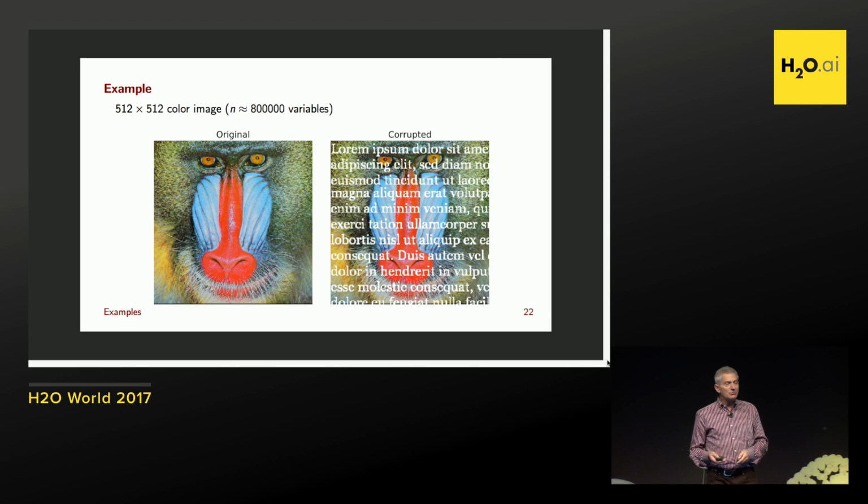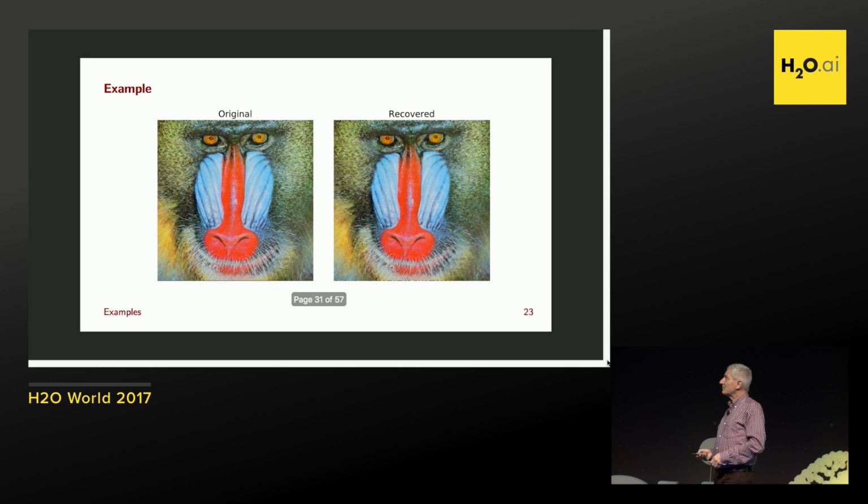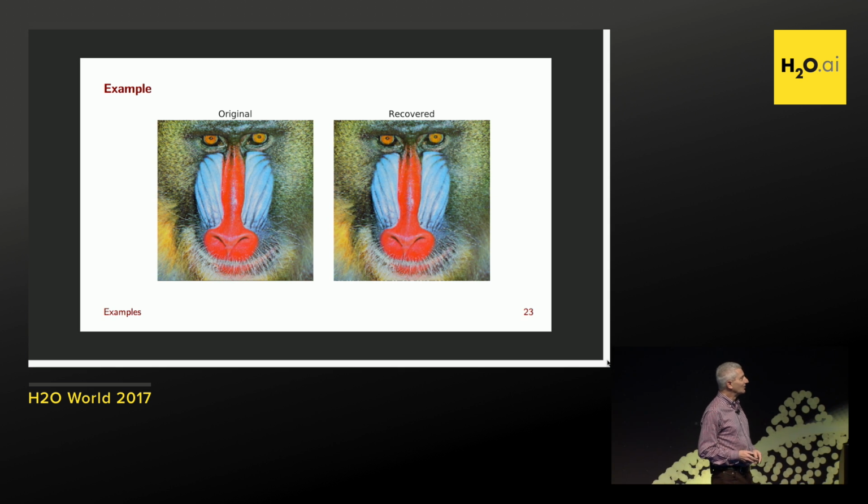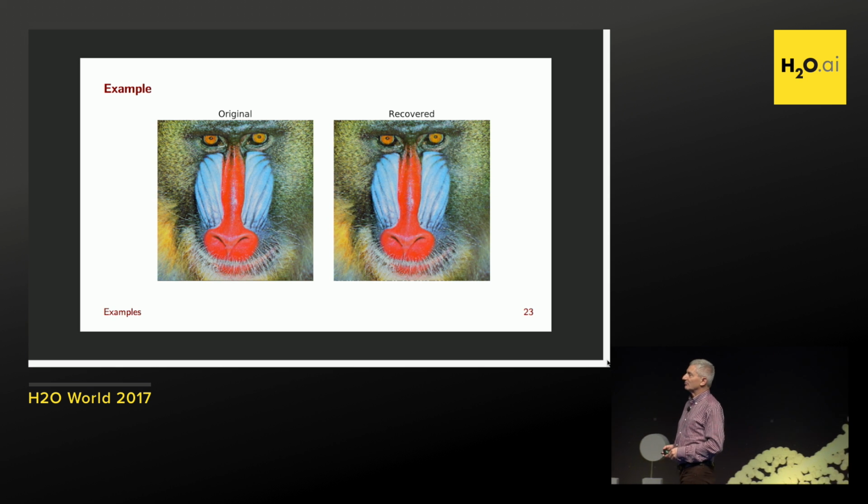By the way, most of the things you would do, there would still be an artifact, and you would actually even be able to read this stuff. Wouldn't look as bad as if they're all white, but you'd still be able to read it. So here's what simply solving this optimization problem does. That's the recovered one on the right. From where you're sitting, I don't think you can tell any difference.